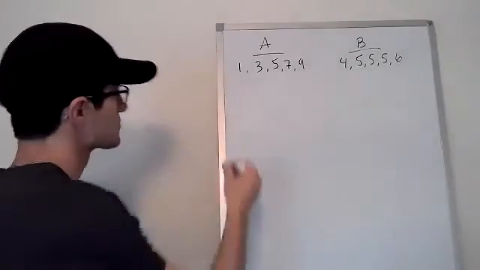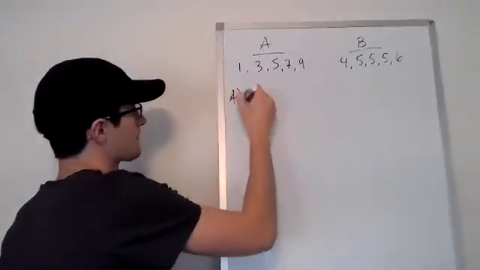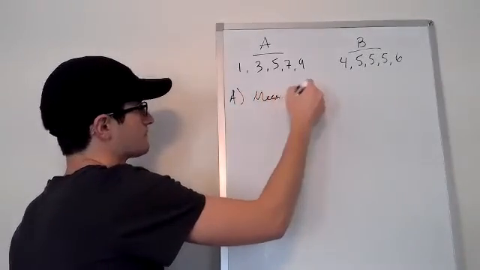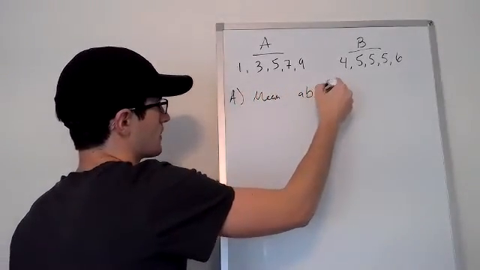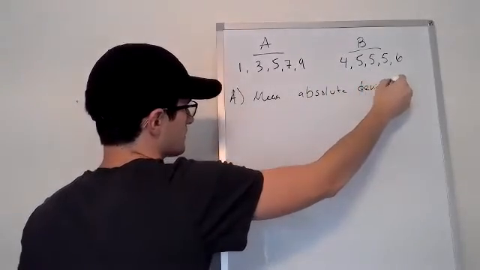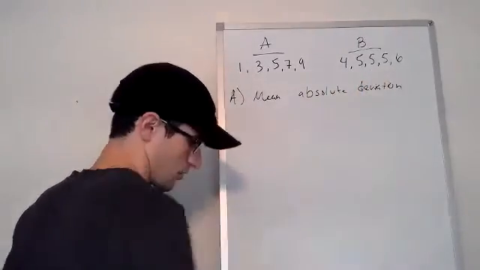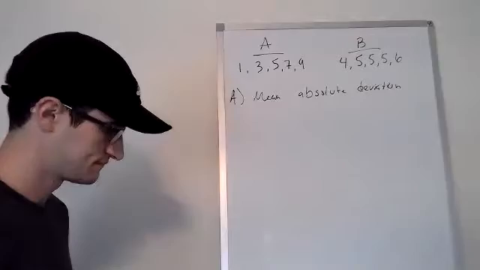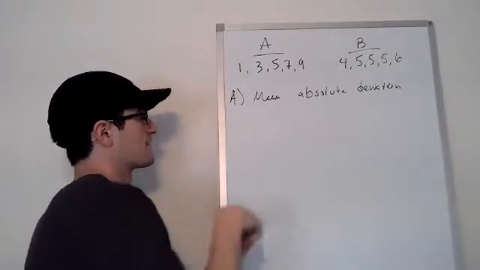So for part A, which are we going to use? The mean absolute deviation, or the MAD. Why?